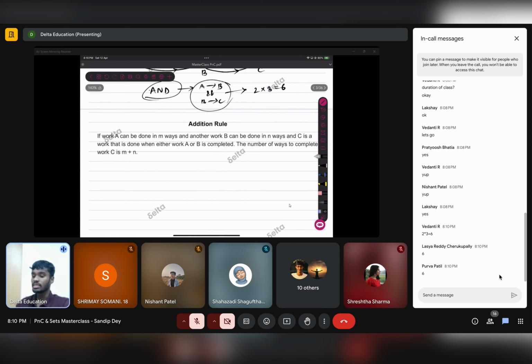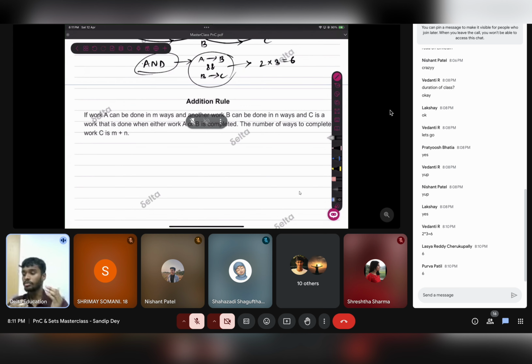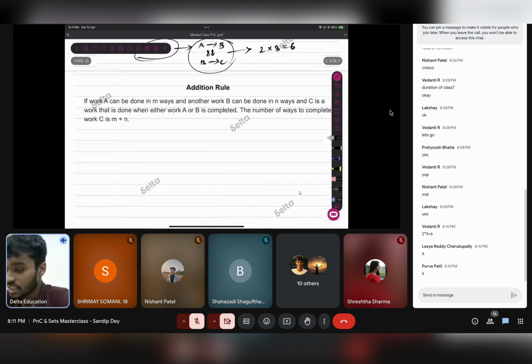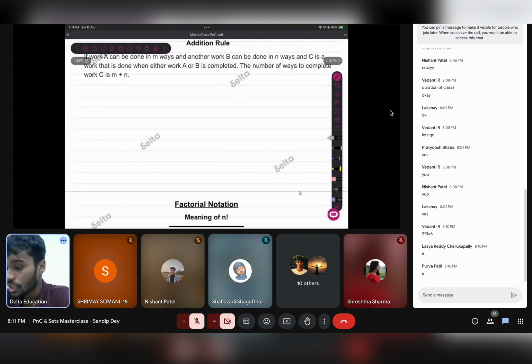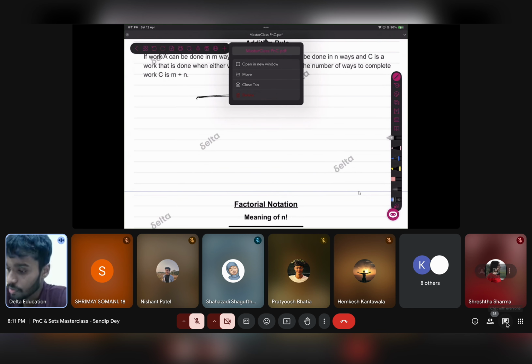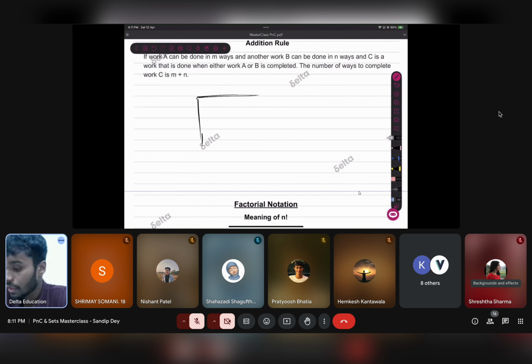What the addition rule says is that if a work A can be done in M ways and another work B can be done in N ways, and C is a work that is done when either work A or B is completed, the number of ways to complete work C is M plus N. Okay, so let's see this scenario also. Let's say there is a room, there is this room, and this is the outside.